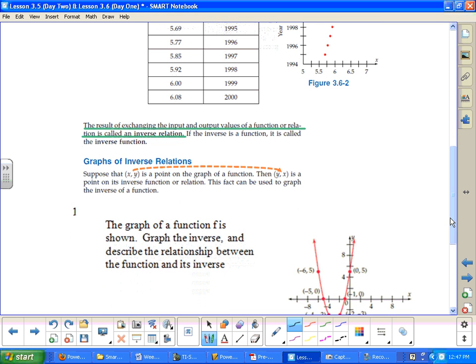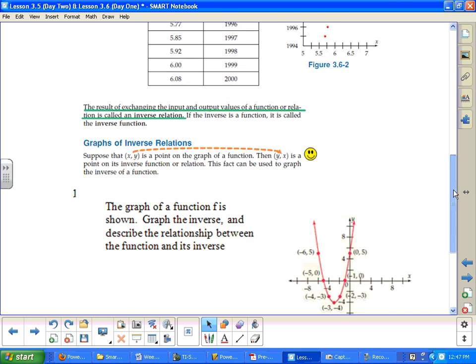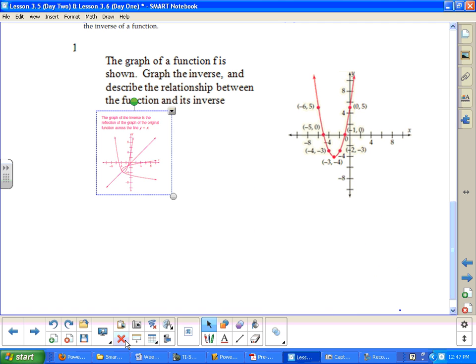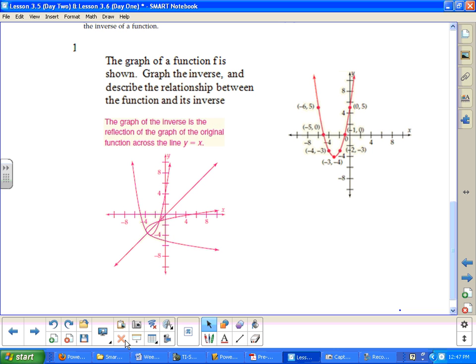So a reminder we have here. The result of exchanging input and output values of a function or relation is called an inverse relation, which we talked about. So when we switch the x and y's, we're talking about switching the inputs and the outputs. So we have the graph of a function shown. They asked us to graph the inverse and describe the relationship between them. So your inverse will look like this, and the relationship is that it's a reflection over the line y equals x.